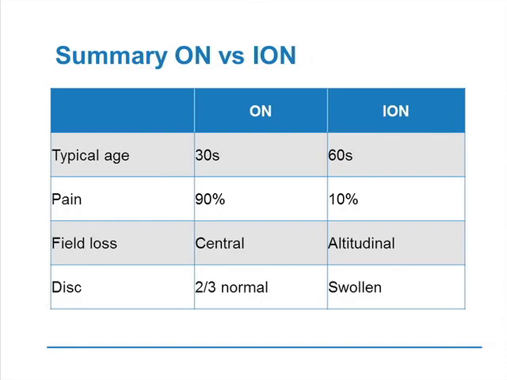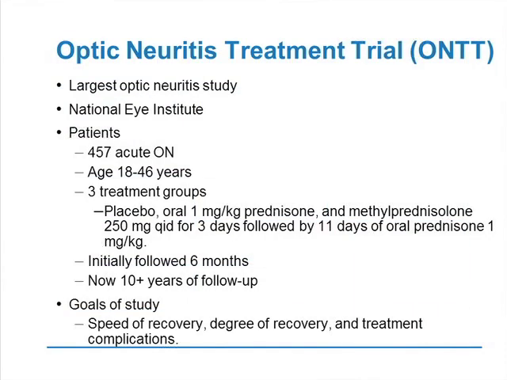The Optic Neuritis Treatment Trial is the largest optic neuritis study conducted to date. Funded and executed through the National Eye Institute, it enrolled 457 patients with acute optic neuritis. They were divided into three treatment groups: placebo, oral steroids, that's 1 milligram per kilogram per day of prednisone, versus Solu-Medrol 250 milligrams four times a day for 3 days, followed by an 11-day oral prednisone taper.